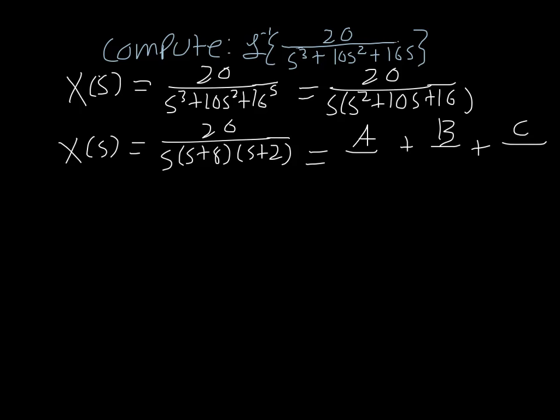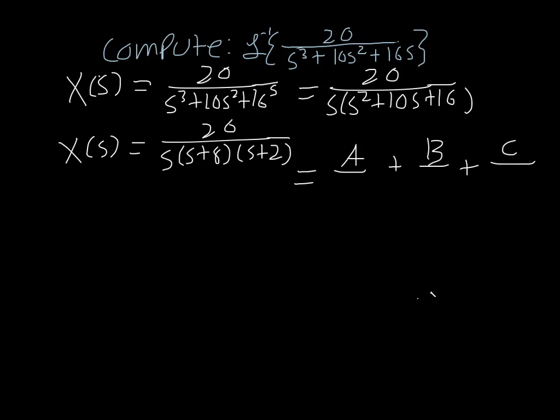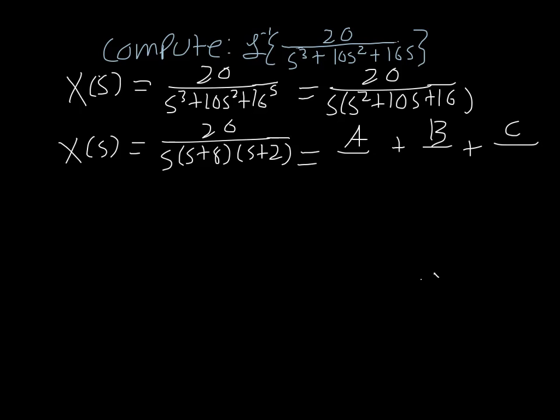A, B, and C are completely arbitrary. You can use whatever you want. For convenience, I'm just going to go from left to right. So the first factor, s, goes under A, then s plus 8 goes under B, and s plus 2 will go under C. And now what we have to do, of course, is solve for A, B, and C.